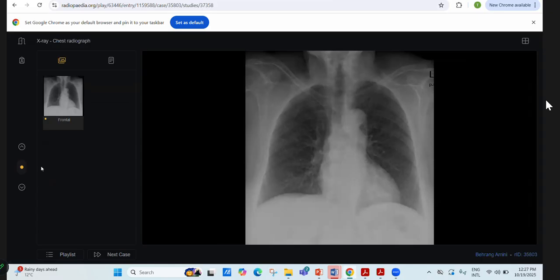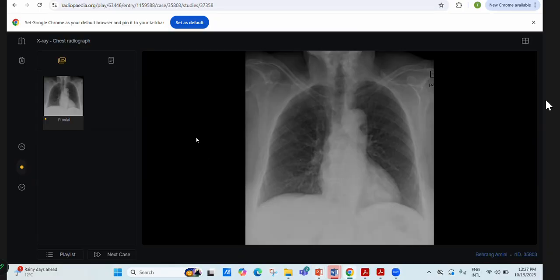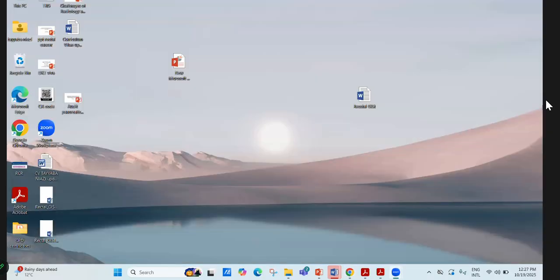Okay, so I've been presented with the frontal chest of a skeletally mature patient. First of all, I'm going through the image. Here I can see a retrocardiac opacity, which is showing lobulated margins and a central lucent area. There is no associated calcification. I'm looking at the rest of the lung parenchyma. There is some reticular shadowing.